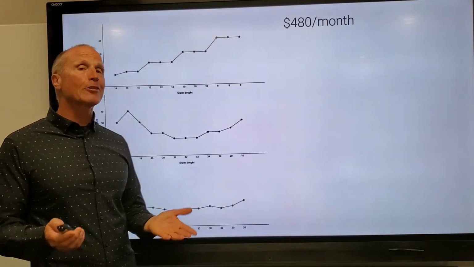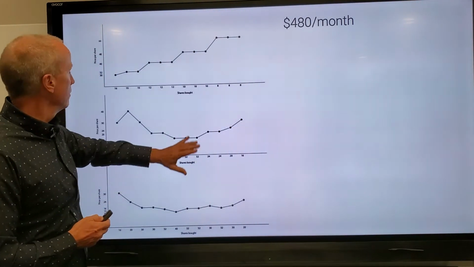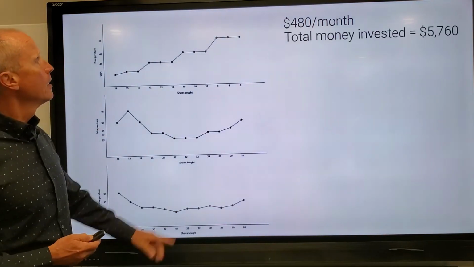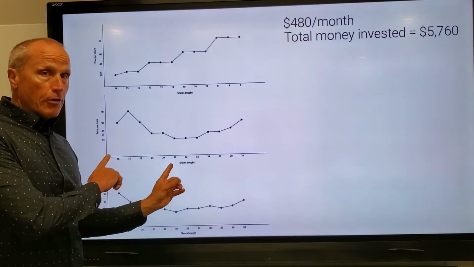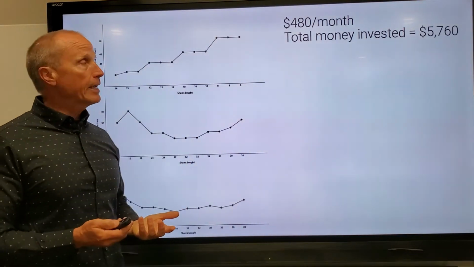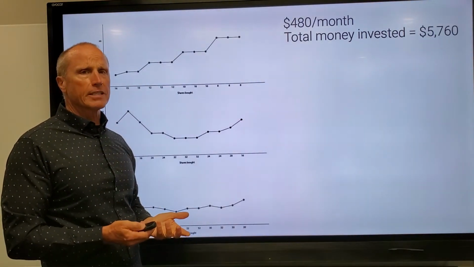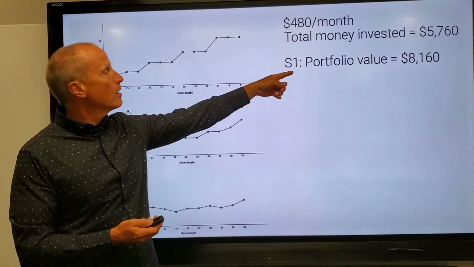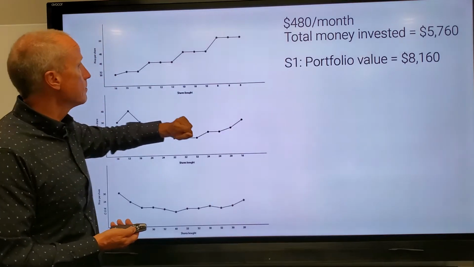Okay, so now let's take a look at all three graphs again. Remember this graph, it looked great. This one caused fear. This one caused probably more fear and panic. And all of these, remember, they all started out at $30 a share. We were investing $480 per month. Total invested, therefore, was $5,760. Now, remember this one here, the value at the end was $8,160.